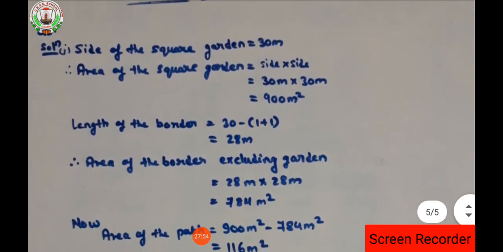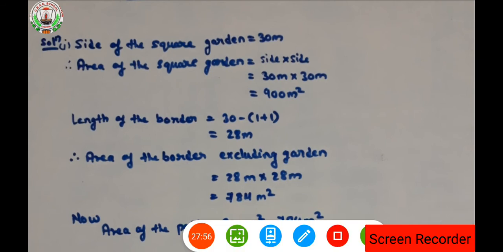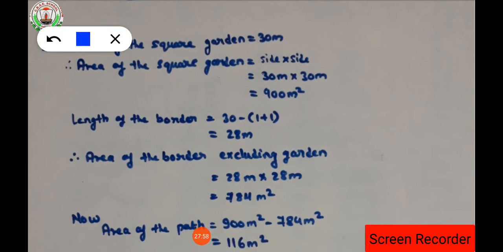Okay, so one garden we are having and that garden is in the form of a square. So suppose this is the garden. This garden is in the form of a square and the side of the garden is 30 meter. Clear? So what will be the area of the garden? Area of the garden will be side into side. So 30 meter into 30 meter, that will be 900 meter square. Clear up to here?